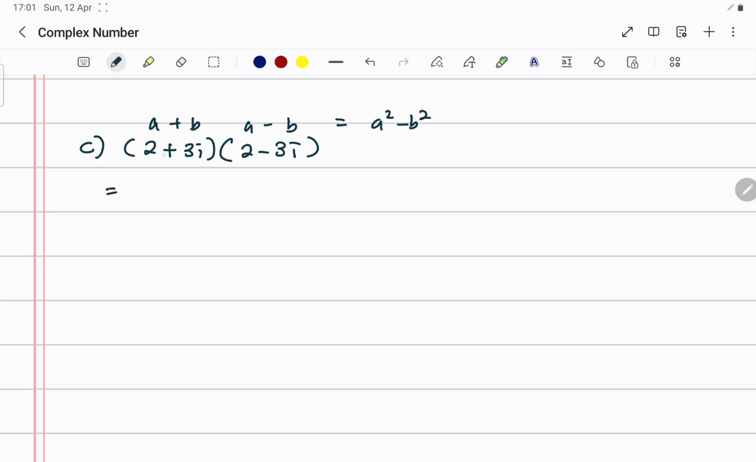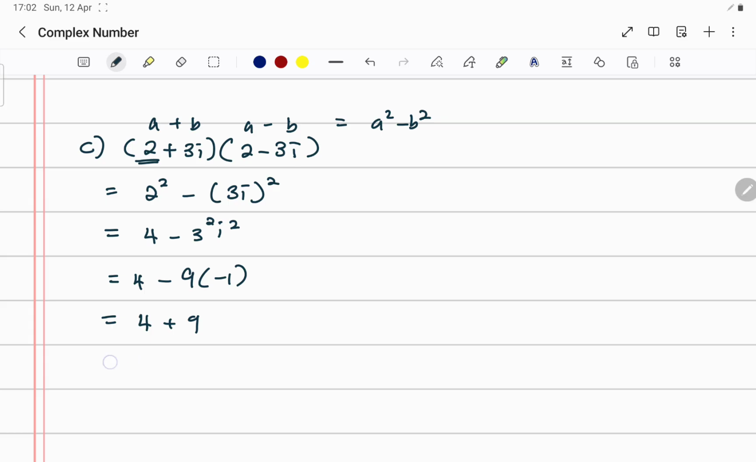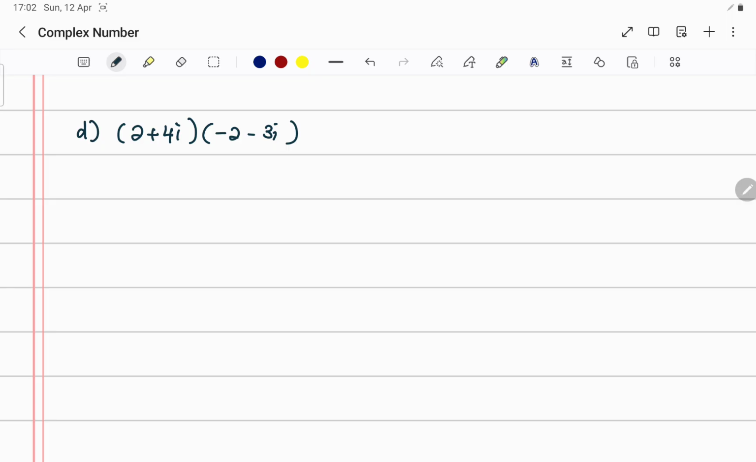So we can use this form, which is 2 square minus 3i square. Here you're going to get 4 minus 3 square i square. 3 square is 9, i square is negative 1, so you're going to get 4 plus 9, total is equal to 13. So this is another way to solve, because if you see here, 2 and 3i is the similar component, just the sign is different.